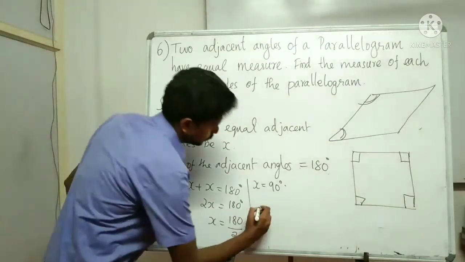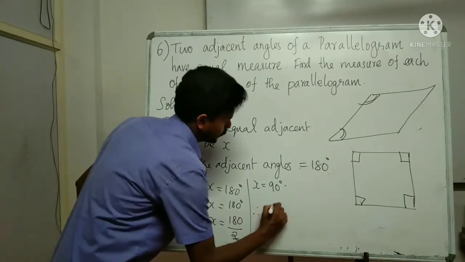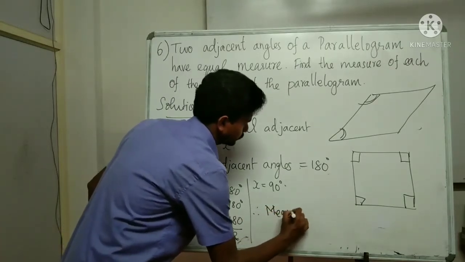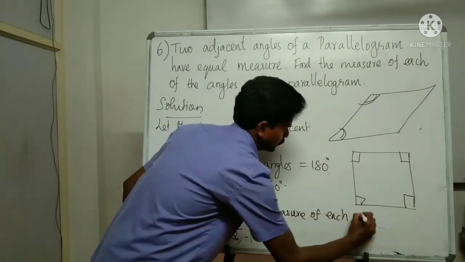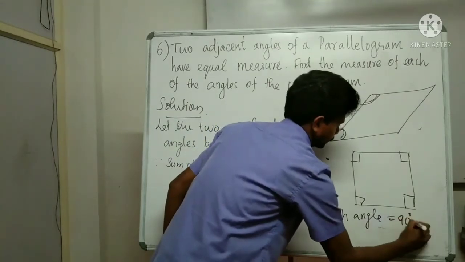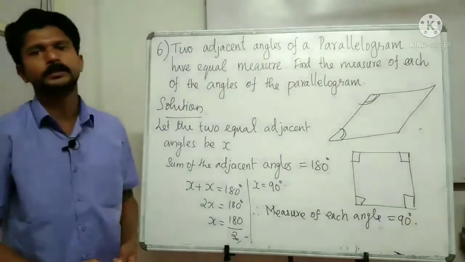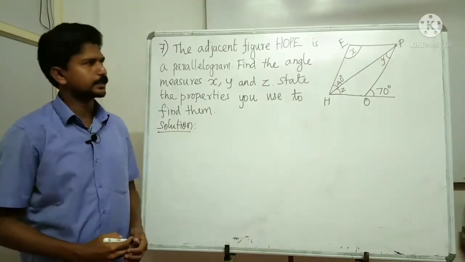Okay, so therefore the measure of each angle is equal to 90 degrees. Each angle is equal to 90 degrees. Let us see another question. Now let us see the seventh question.